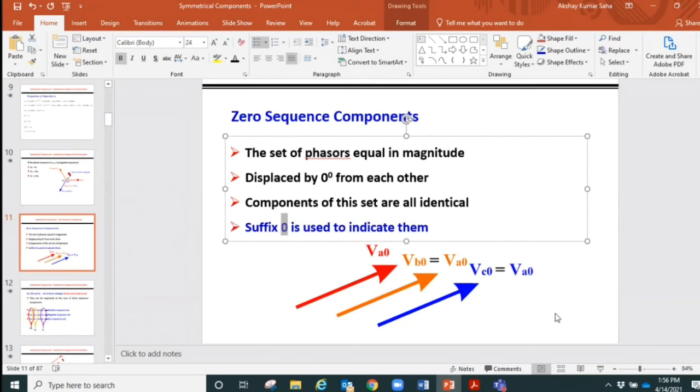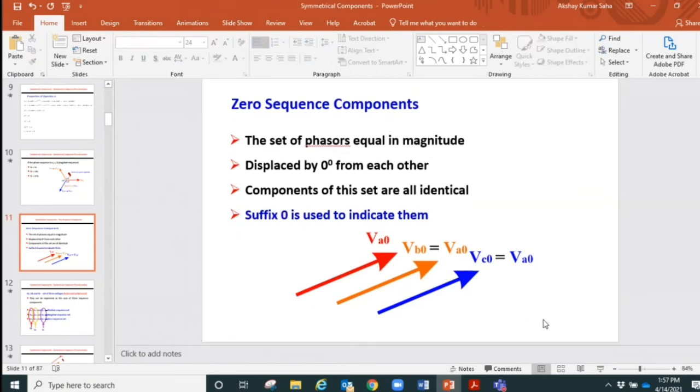zero sequence component. So for positive sequence we use 1, for negative sequence we use 2, and for zero sequence we use 0. So from now on we have positive sequence voltage, negative sequence voltage, and zero sequence voltage. For positive sequence voltage of phase A we will write VA1. For negative sequence voltage of phase C we will write VC2. For zero sequence voltage of phase B we will write VB0. So these notations now need to be very common to us. Just try to remember, it's not difficult. So that's the positive sequence voltage, negative sequence voltage, and zero sequence voltage.